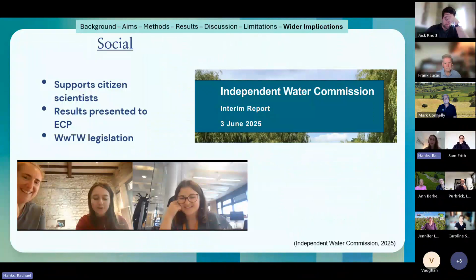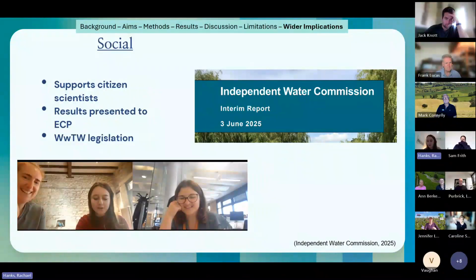Wider implications, so socially, supporting citizen science agrees with the increased phosphate levels specifically, and suggests that algal bloom is a risk downstream of the Milton under Wychwood sewage treatment works. Results presented to the ECP, so that's me here today.